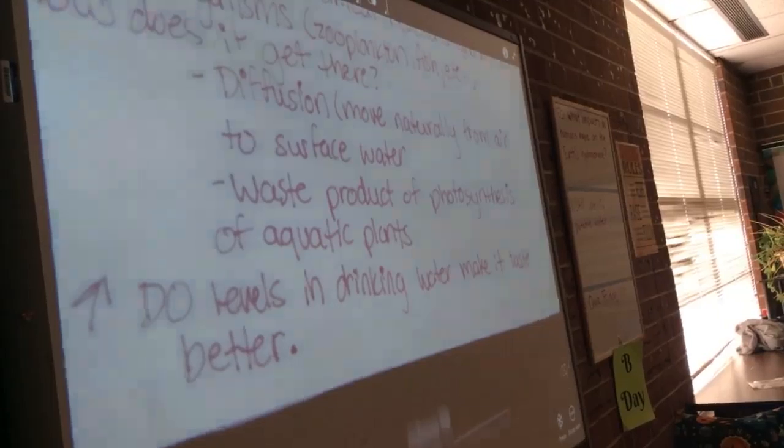The higher the dissolved oxygen in the water, the better it tastes to us. That's like the difference between going to a soda fountain and getting fresh ice water versus having a cup left out for a few days, and then you take a sip and you're like, ooh, it's kind of stale. Water doesn't go bad. It doesn't expire, despite what bottling companies try to tell you.